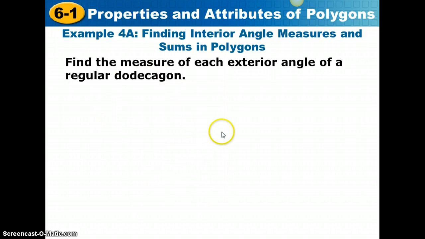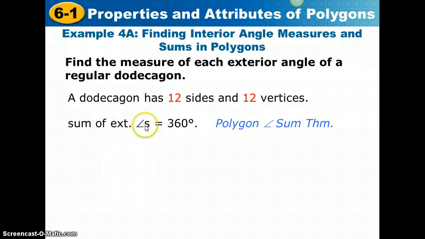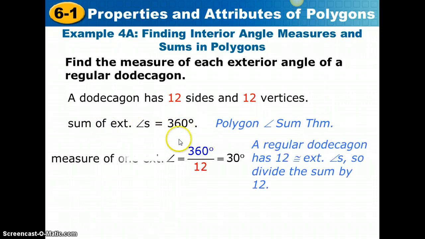First, find the measure of each exterior angle of a regular dodecagon. You'll remember dodecagon means 12 sides. So there are 12 congruent exterior angles. So the sum of all 12 would be 360. So if I divide 360 by 12, each angle must be 30 degrees.